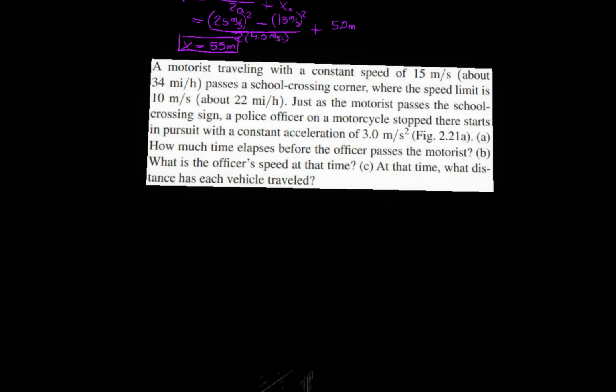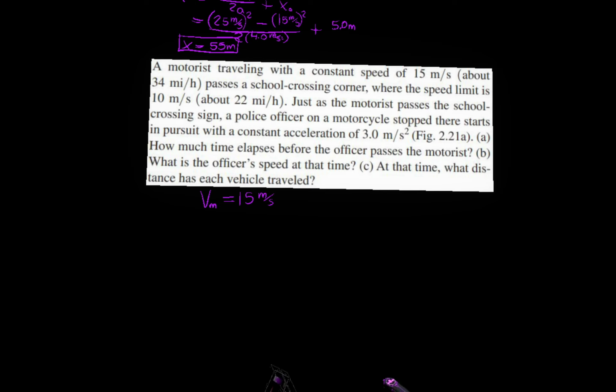So here we have a motorist traveling with a constant speed of 15 meters per second. So V of the motorist, I'll do Vm, which doesn't refer to the direction. It refers to the velocity of the motorist, M for motorist. Vm is 15 meters per second.